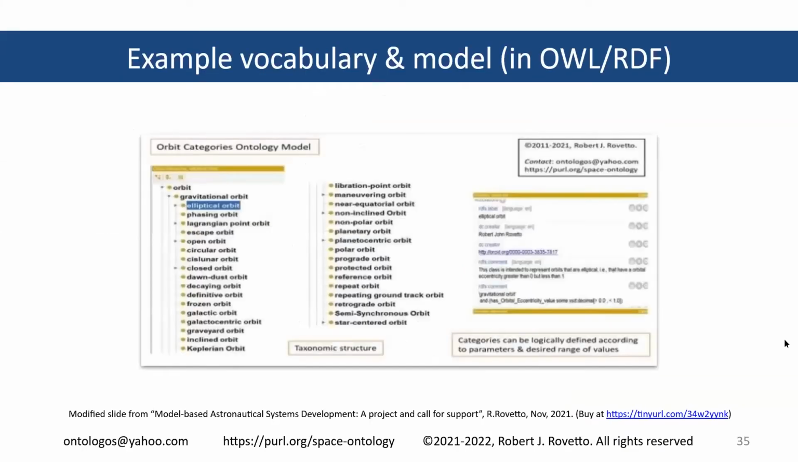Now, going towards formalization, we see here an example of the orbit categories I mentioned in one in-progress ontology displayed in an ontology editor, and having a partial taxonomic structure, distinctions are made, and the categories can be logically defined according to particular data parameters and desired value ranges.